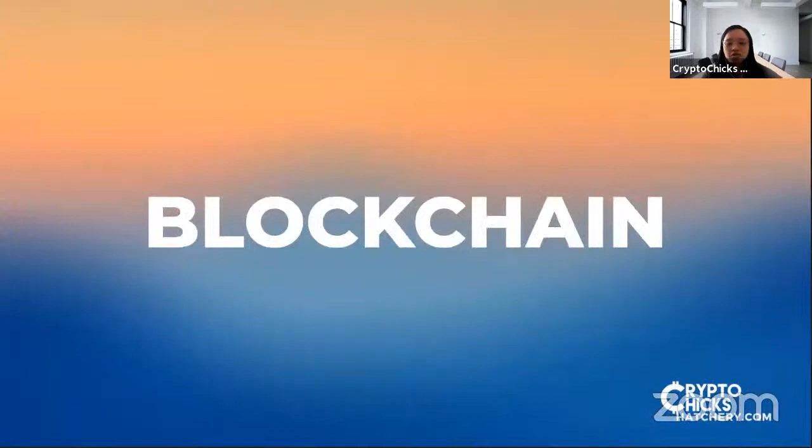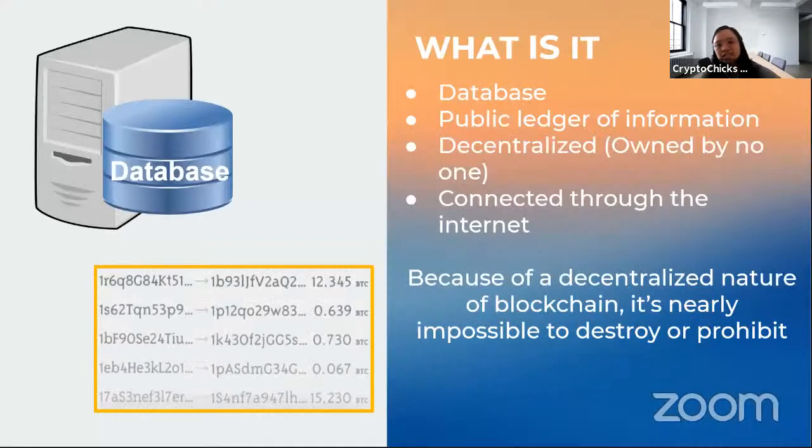Okay, so starting with the blockchain. What is the blockchain? Put simply, it's really just a database or a ledger of information. But to get more specific, it's decentralized, meaning it's owned by no one, and it's connected through the internet. Because of the decentralized nature of blockchain, it's nearly impossible to destroy or prohibit. So by the sounds of that, you may be wondering, how exactly is blockchain impossible to destroy? Well, because it's decentralized, but what exactly does that mean? It's owned by no one, but what does that look like?